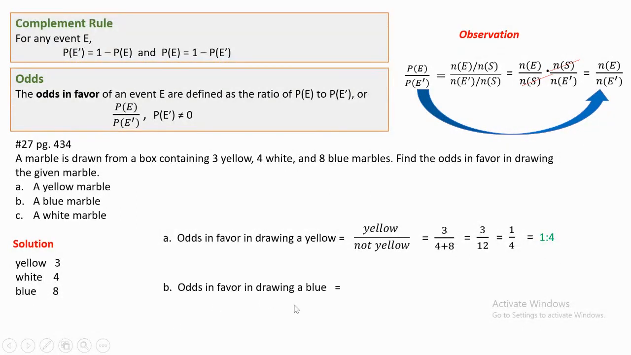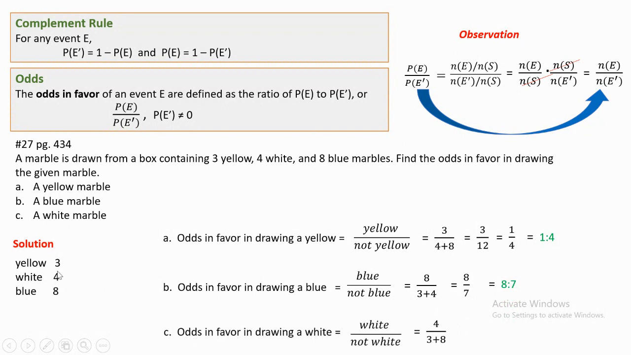For B, odds in favor of drawing a blue, right? So it's going to be blue over not blue. How many are blue? 8 over 7. So we write it as 8 to 7. A white marble. So it's going to be white over not white. White are 4 and not white are 11. So it's going to be 4 to 11. Actually, students like it when I explain it this way, because it's much easier. Okay, and that's why I did the observation here, so you know that we can go from the probability of E to the probability of not E to the number in the event or the number not in the event.